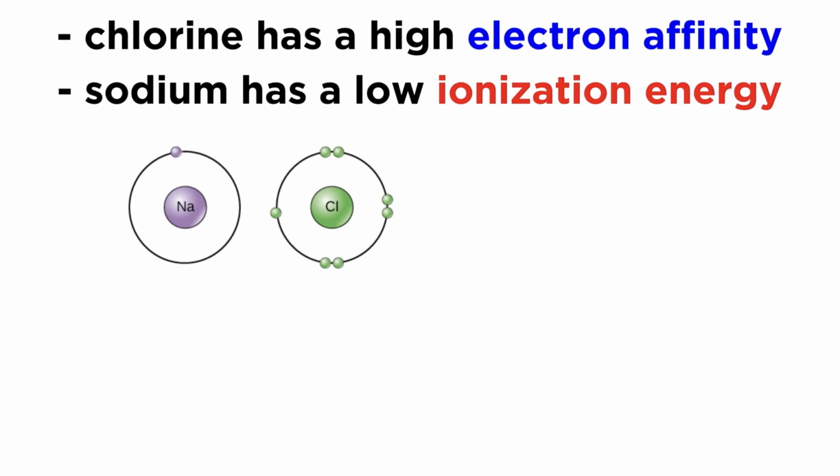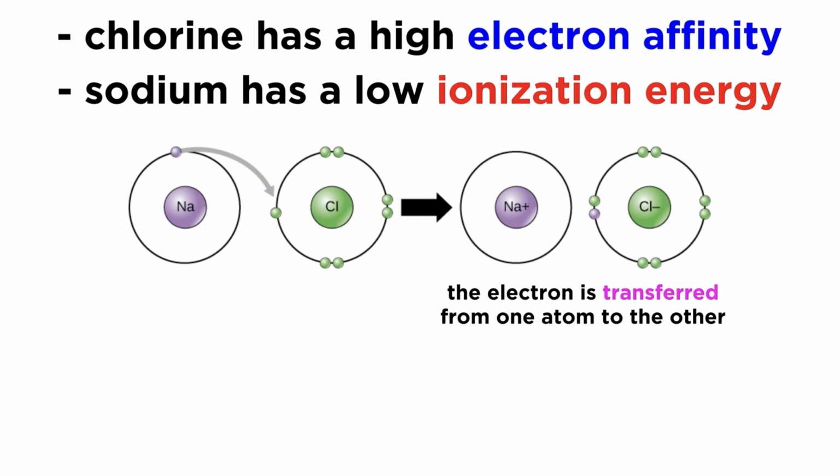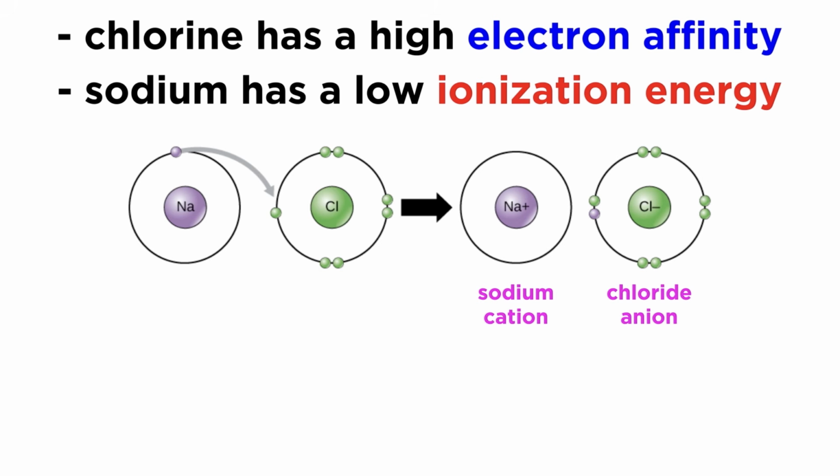When an element with a very high electron affinity, like chlorine, and an element with a very low ionization energy, like sodium, come into contact with one another, electron transfer will occur. One atom really wants to gain an electron, and the other has no problem losing one, so the electron is transferred from one to the other, generating two ions. In this case, we would get a sodium cation and a chloride anion.